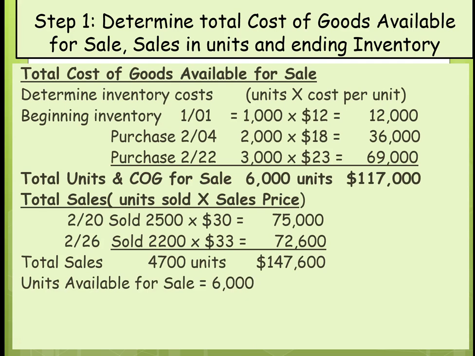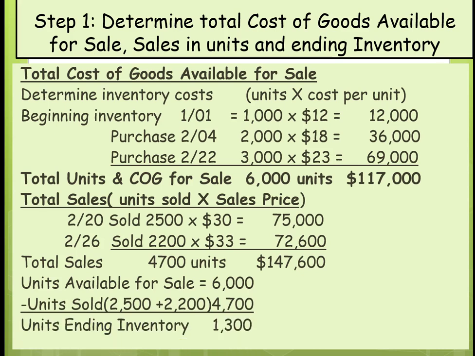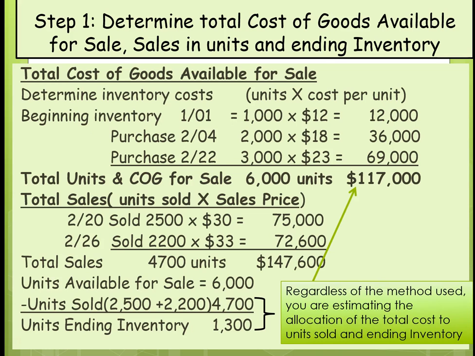So, we had 6,000 units available for sale. We sold 4,700, which means our ending inventory is made up of 1,300 units. And again, what we're trying to do is take that 117 and allocate it between units sold and ending inventory. So we're going to first start with FIFO.